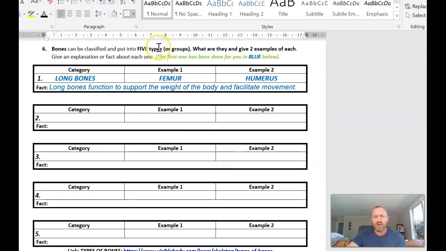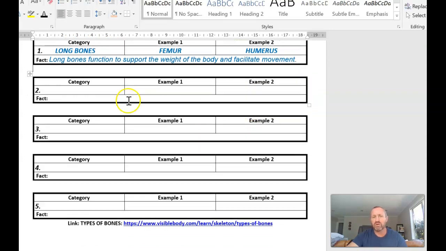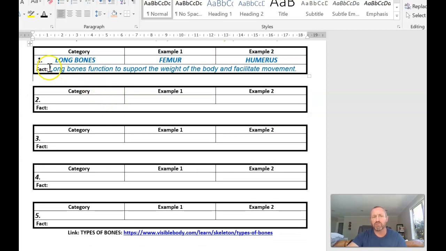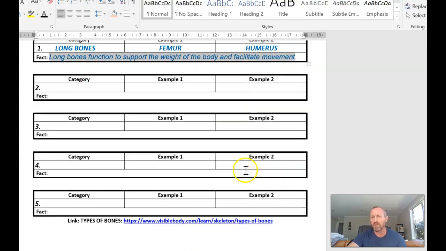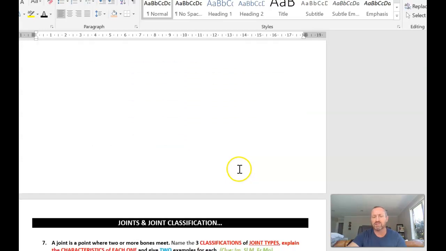As we move on, we put the bones into the classification. So what I've done here in blue is I've given you the answer to the first one, which should be of help to you, and you have to fill in the next. And you've got to give a fact for each type of bone. So for long bones, which are things like the femur and the humerus, there are others, their function is to support the weight of the body and facilitate movement. If you follow the link, lots of help, and the answers are there.